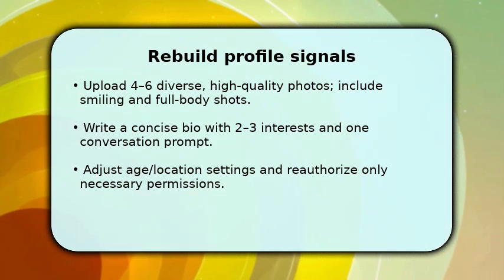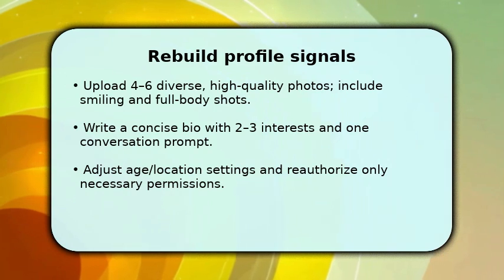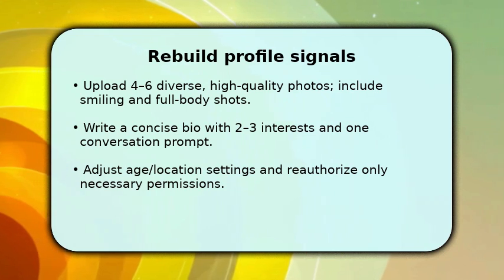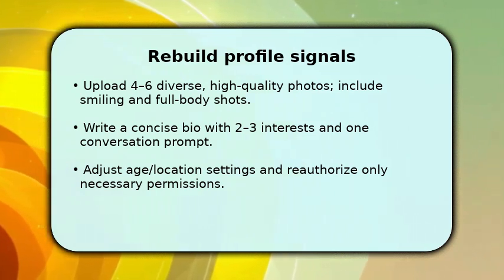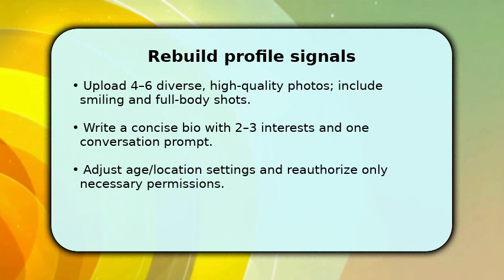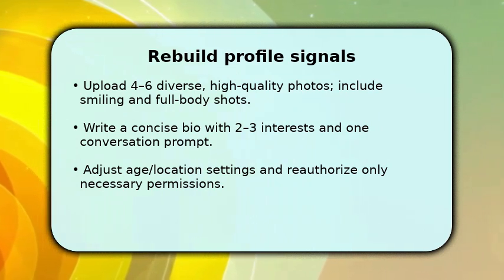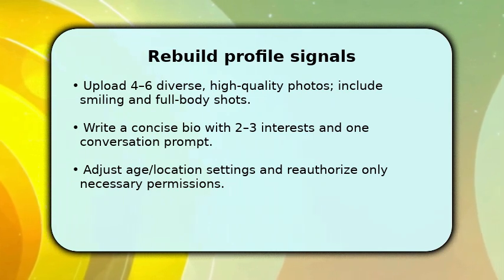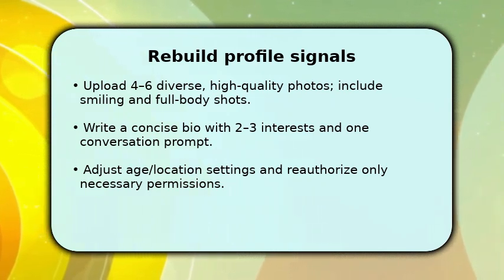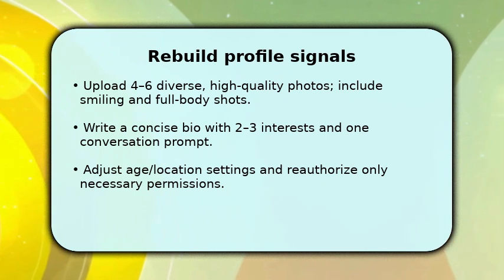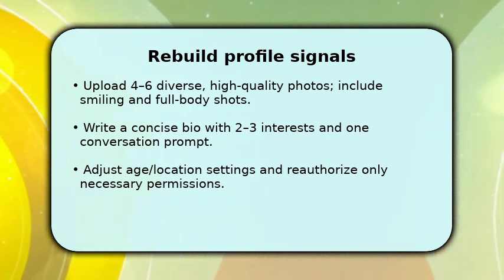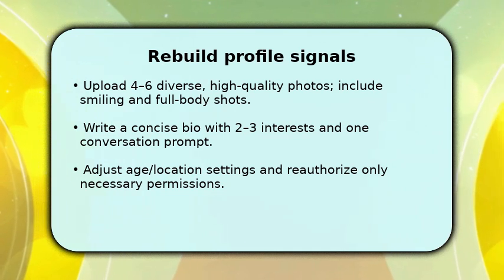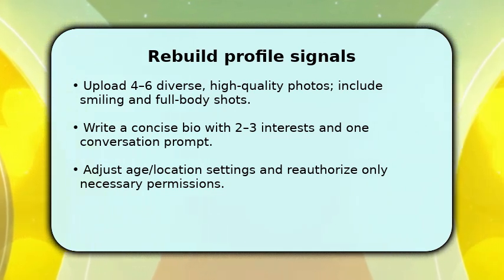Now you rebuild the signals Tinder uses to score you. Upload 4 to 6 varied, high-resolution photos showing face, full body, and activity shots. This diversifies engagement. Then craft a short bio listing 2 to 3 genuine interests plus a single prompt to invite messages. Adjust your age and location to accurate values and only reauthorize location or permissions Tinder needs. Once done, avoid linking old social accounts immediately. Let the new profile gather fresh interaction.